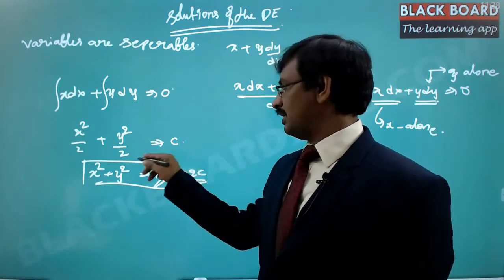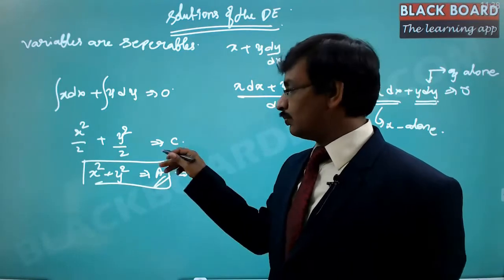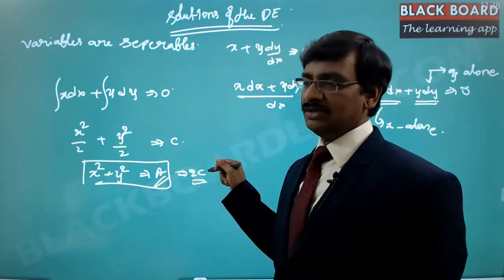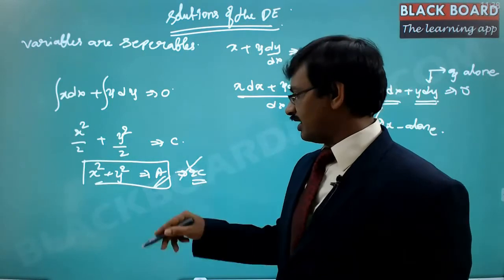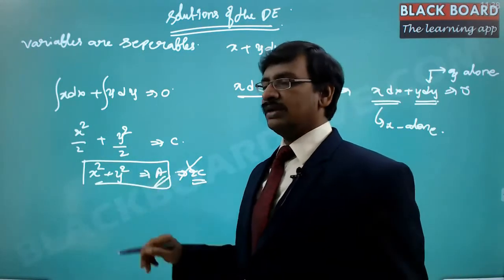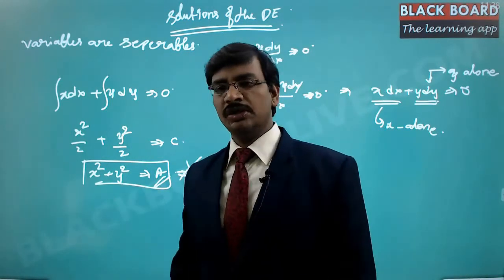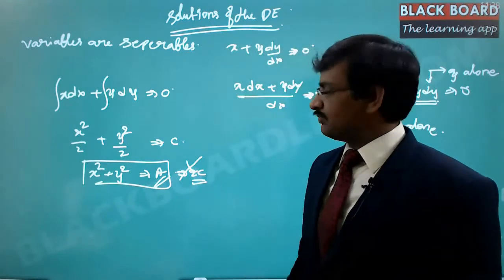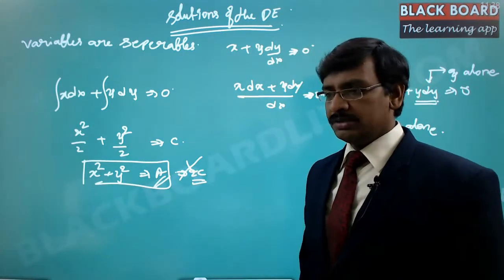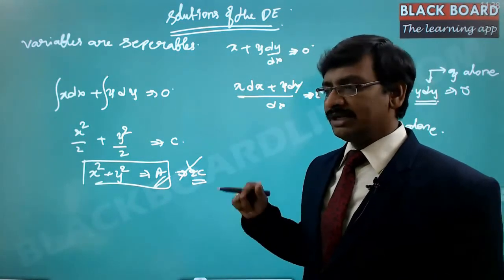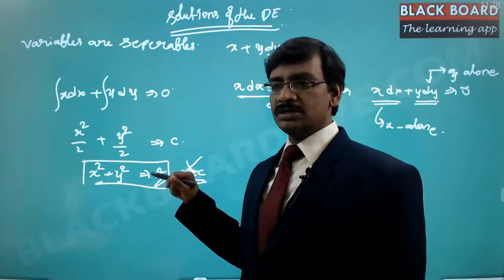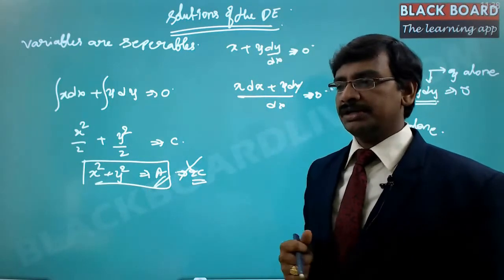So you can put c and you can still write 2c, or you can put a and then define a is equal to c, or you completely forget about this and just keep it x square plus y square is equal to a. That itself is correct. Why? Because this is an arbitrary constant. You have the flexibility to identify this arbitrary constant value depending upon the initial conditions.